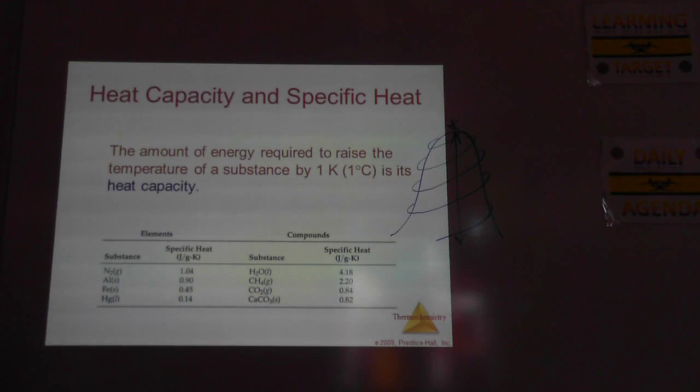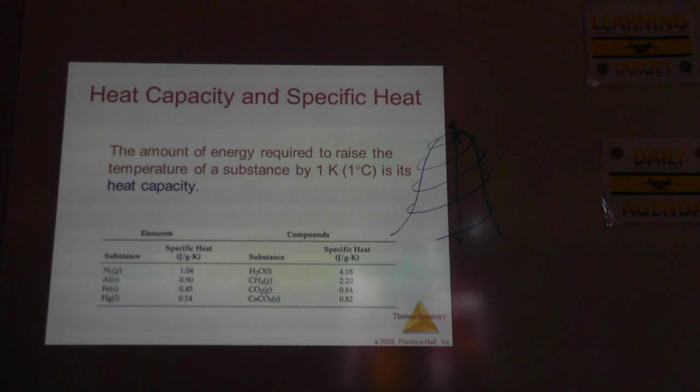Okay, and so we can use that to calculate two important values that are called the heat capacity and the specific heat. So first, the definition of heat capacity. Heat capacity is the amount of energy that's required to raise the temperature of a substance by 1 degree Celsius or 1 Kelvin. Remember those two are proportional to one another, so it doesn't matter if you're talking about Kelvin temperature or Celsius temperature, and that's its heat capacity.